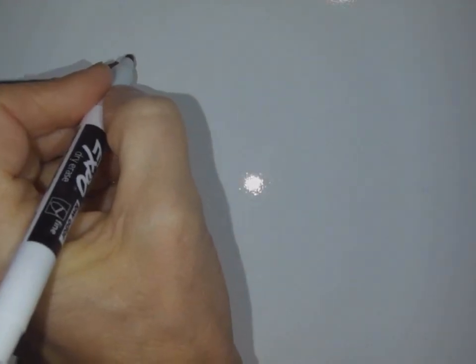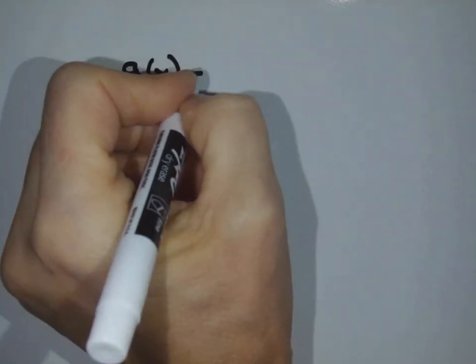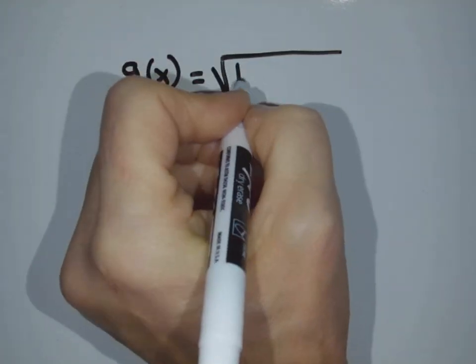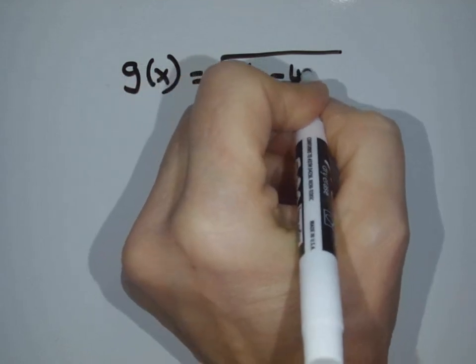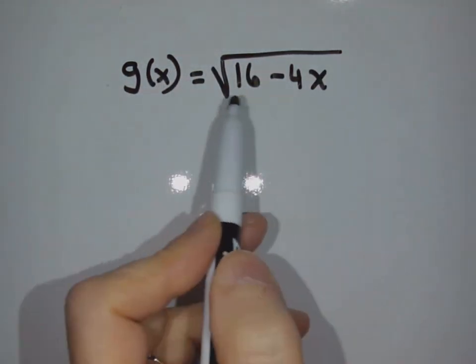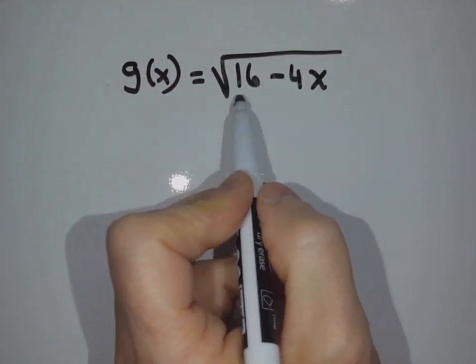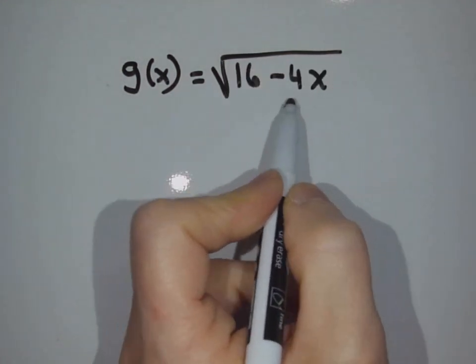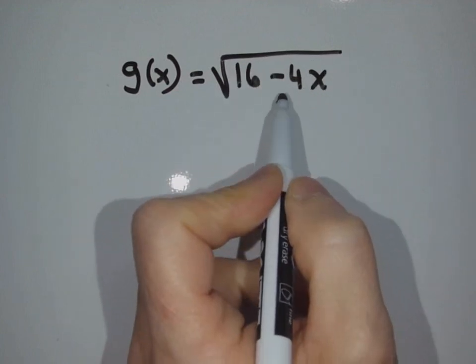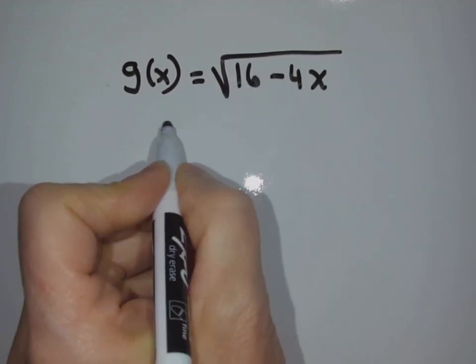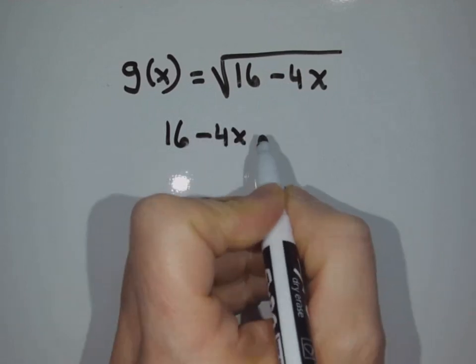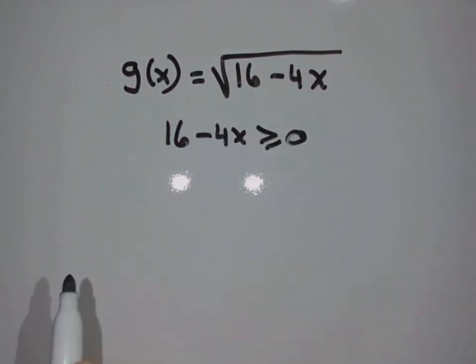And now I'm going to switch to the next one, and that was g of x equals square root of 16 minus 4x. And recall I said this is the second type of function that will give you trouble, and that's when inside, we call that the radicand, it cannot be a negative number. So we're going to say, well, 16 minus 4x has to be greater than or equal to 0.